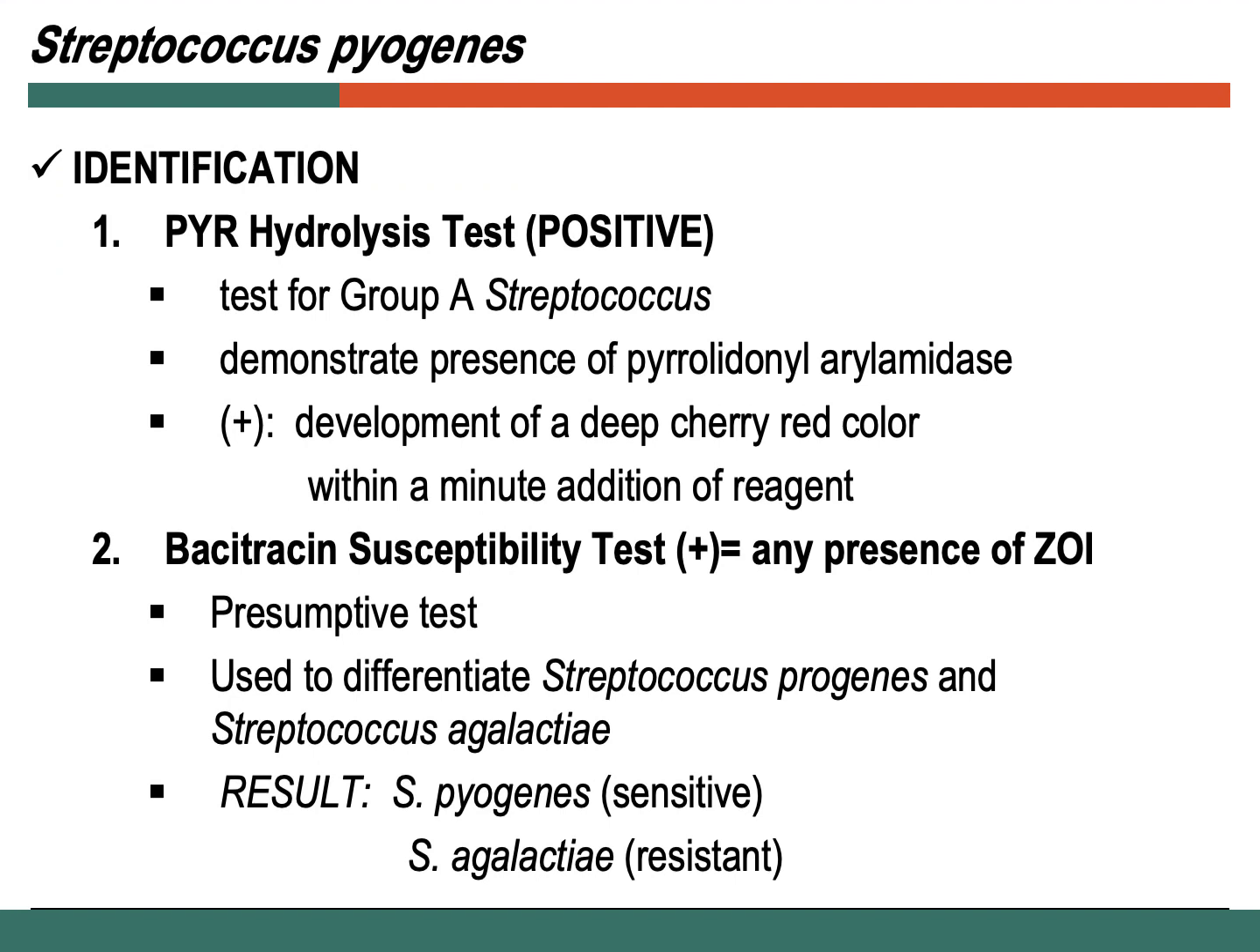So what is PYR? Your Streptococcus pyogenes is PYR positive. This is a test used for group A Streptococcus. It demonstrates the presence of a certain enzyme, pyrrolidonyl arylamidase. The positive result is formation of a deep cherry red color within a minute after the addition of the reagent. So again, PYR is for group A strep.